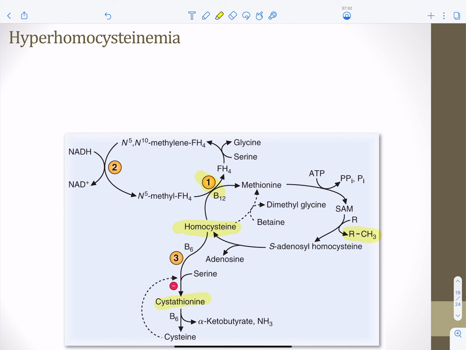So if an individual is deficient in vitamin B12, then the conversion of homocysteine to methionine, which is the major route, gets inhibited. And as cysteine accumulates, this pathway also gets inhibited because cysteine is a negative regulator of its own formation. So overall, you're going to get an increase of homocysteine if you have a B12 deficiency, for example. And then your homocysteine is going to get released into the blood.